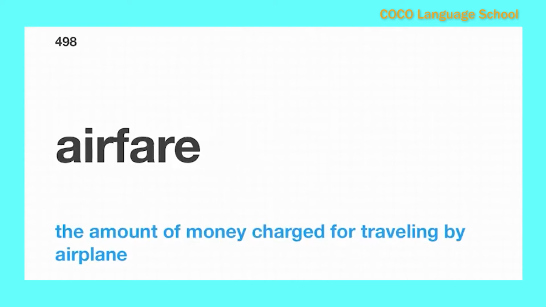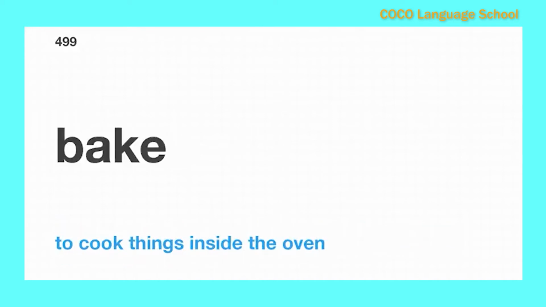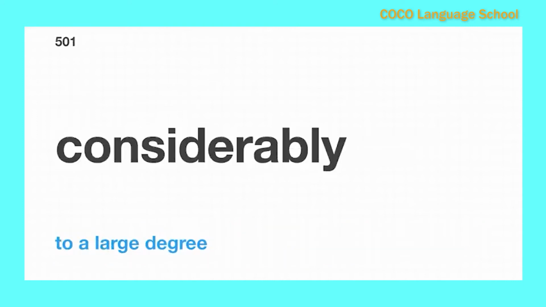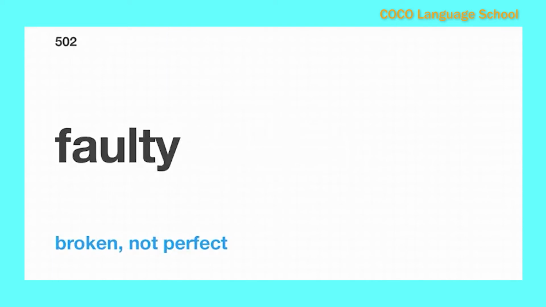The amount of money charged for traveling by airplane. Airfare. To cook things inside the oven. Bake. A person who works in commercial or industrial business, especially an owner or executive. Business person. To a large degree. Considerably. Broken, not perfect. Faulty.